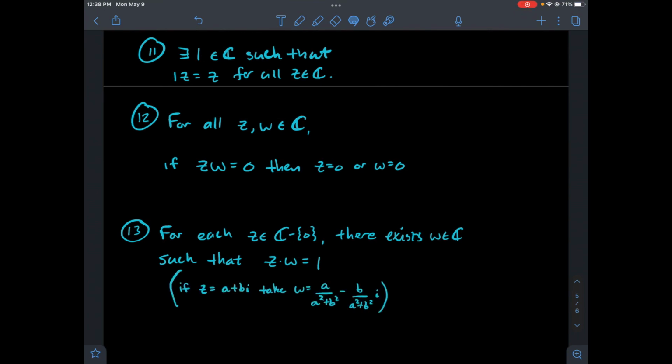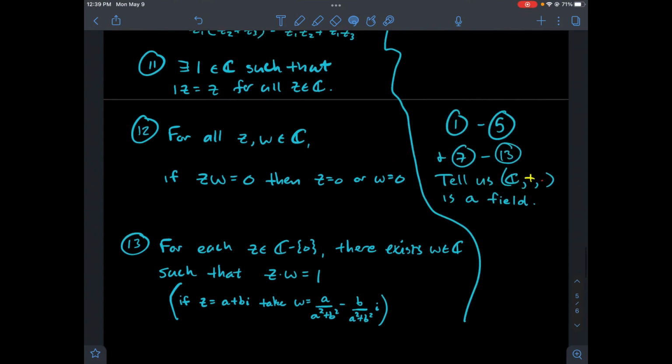If z is equal to a plus bi, then w, its multiplicative inverse, is going to be a divided by a squared plus b squared, minus b divided by a squared plus b squared, and that times i. So you might think about where that comes from. If you've heard of complex conjugates before, I'm going to talk about them in a later video, but there's a good chance you've heard of them before. Yeah, you could think about how to get it from there.